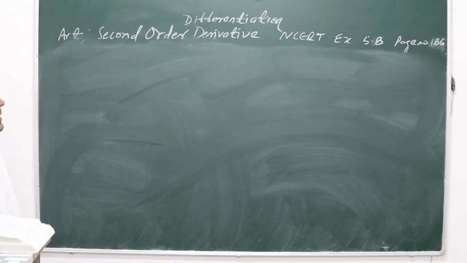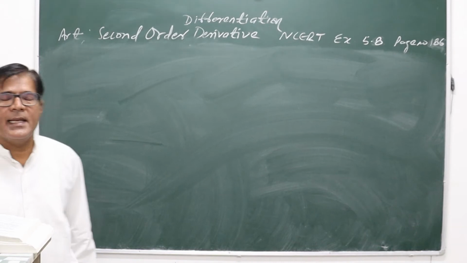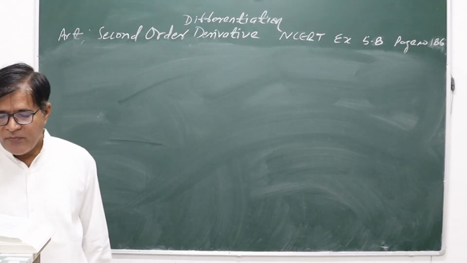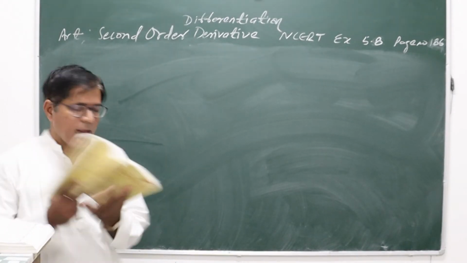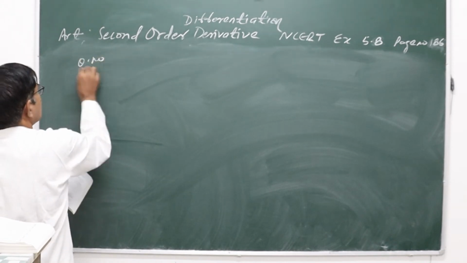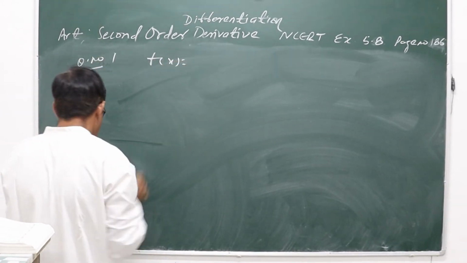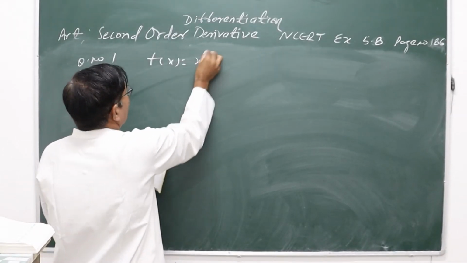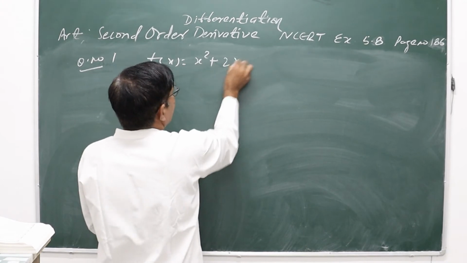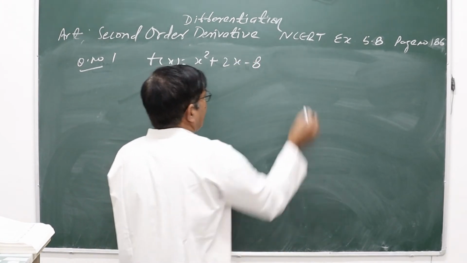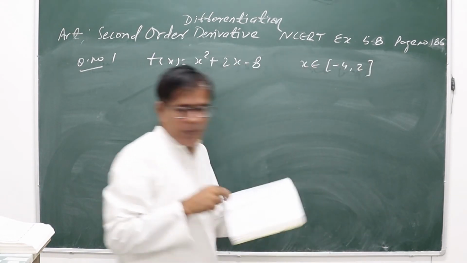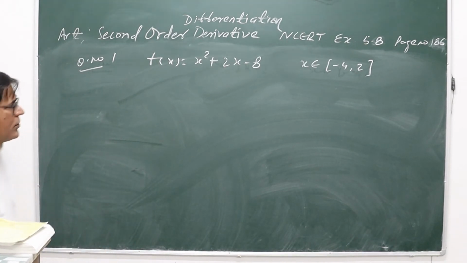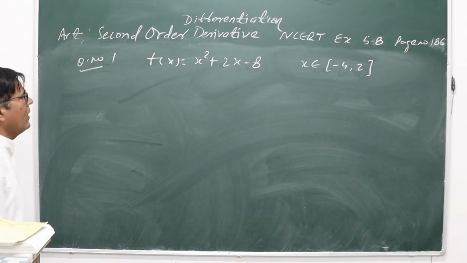Yes, good morning, students. The next exercise is 5.8, based on Rolle's theorem and Lagrange's mean value theorem. The first question is: verify Rolle's theorem for the function f(x) = x² + 2x − 8, defined on the closed interval [−4, 2]. For the verification of Rolle's theorem, the given function is a polynomial.